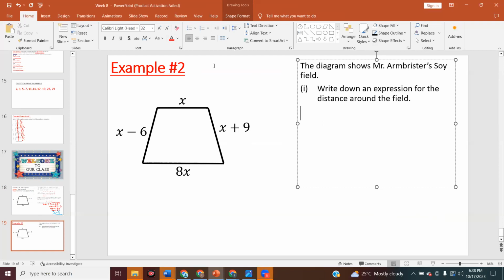So put your answer inside the chat for me, please. I need you to tell me the expression for the distance around the field. We have x, we have x plus 9, we have 8x, we have x minus 6. What is the expression for the distance around the field? I need everyone to answer, please. I only see just a few who've answered inside the chat. Don't simplify it. I just want the expression.